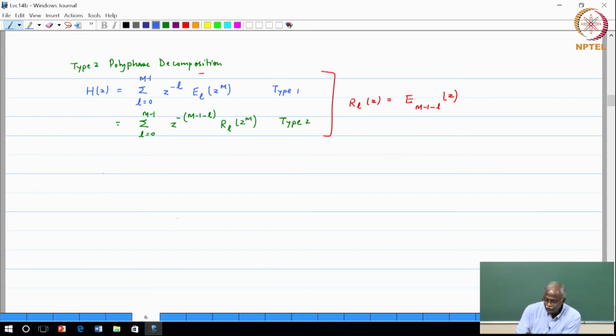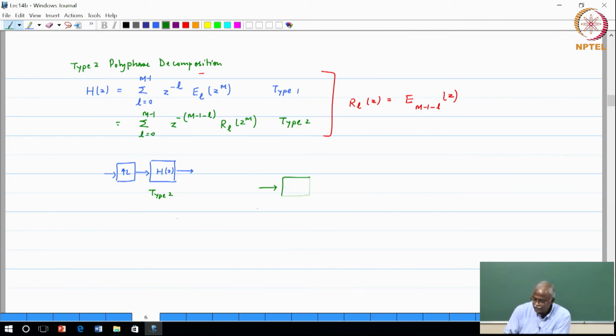So I would like to do the following: upsample by a factor of L followed by H of Z. Okay, you may say, well, just now didn't we do this? Yes, we did it with type 1 polyphase decomposition. Please do type 2 polyphase decomposition. Type 2 polyphase decomposition, again I will not go through all the steps.